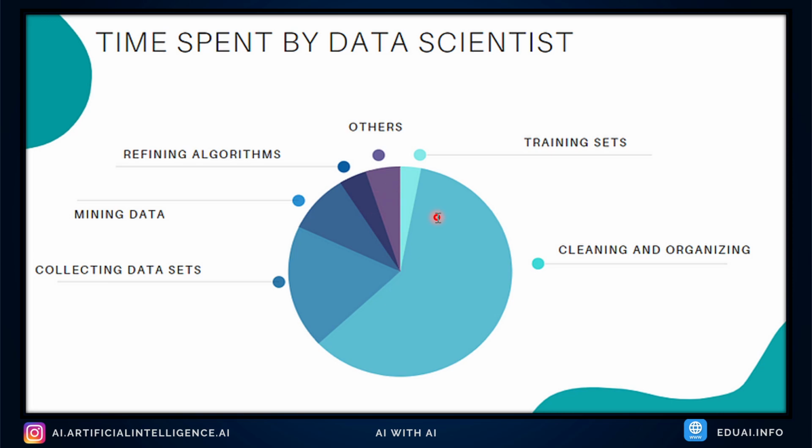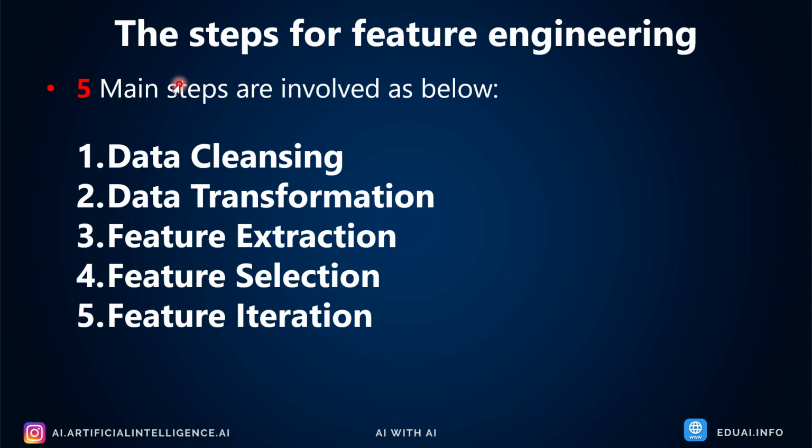In the previous video, I also discussed the different steps involved in feature engineering, right? There are basically 5 main steps: data cleaning, data transformation, feature extraction, feature selection, and feature iteration. We're going to talk about these one by one in future videos. Currently, we are on the first, that is data cleaning and imputation techniques. This is what we are going to talk about, and we'll implement it practically using Jupyter Notebook.